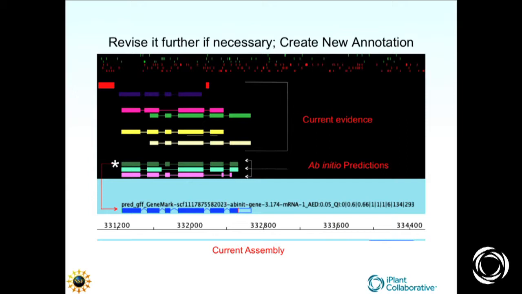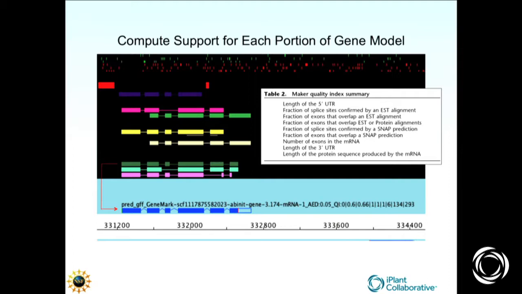Okay, finally, it chooses gene models on the basis of all this evidence. It produces the AED score, and you can also get summary data on that.